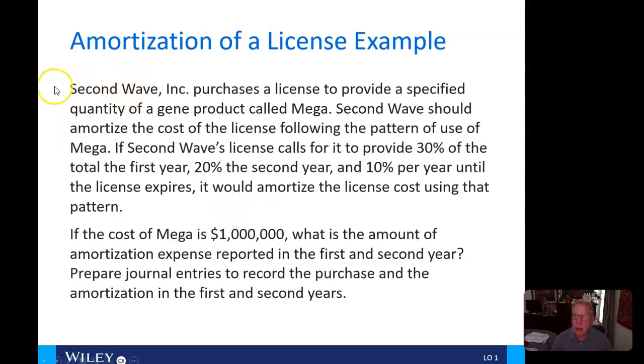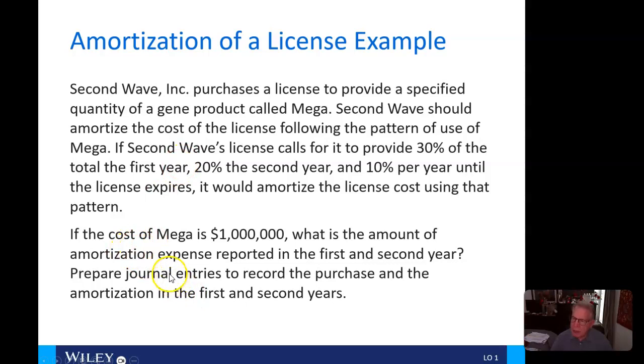Amortization of a license example. Here, Second Wave purchases a license to provide a specified quantity of a gene product called Mega. Second Wave should amortize the cost of the license following the pattern of use of Mega. If Second Wave's license calls for it to provide 30% of the total first year, 20% of the second year, and 10% per year until the license expires, it would amortize the license cost using that pattern.